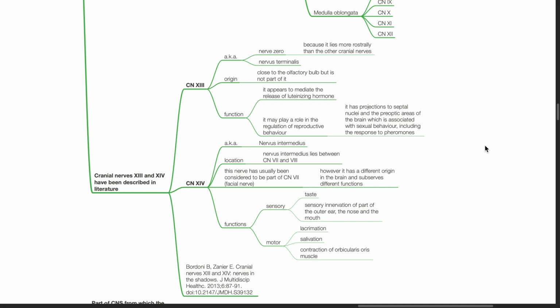the response to pheromones. Cranial nerve 14 is also known as nervus intermedius. It is located between cranial nerve 7 and 8. This nerve has usually been considered to be part of cranial nerve 7, the facial nerve. However, it has a different origin in the brain and subserves different functions. Its function includes sensory supply for taste and sensory innervation of part of the outer ear, the nose, and the mouth. Motor function includes lacrimation, salivation, and contraction of the orbicularis oris muscle.